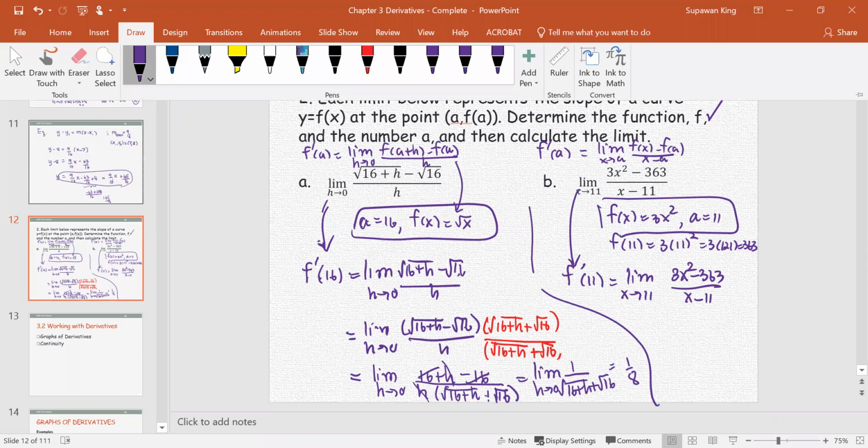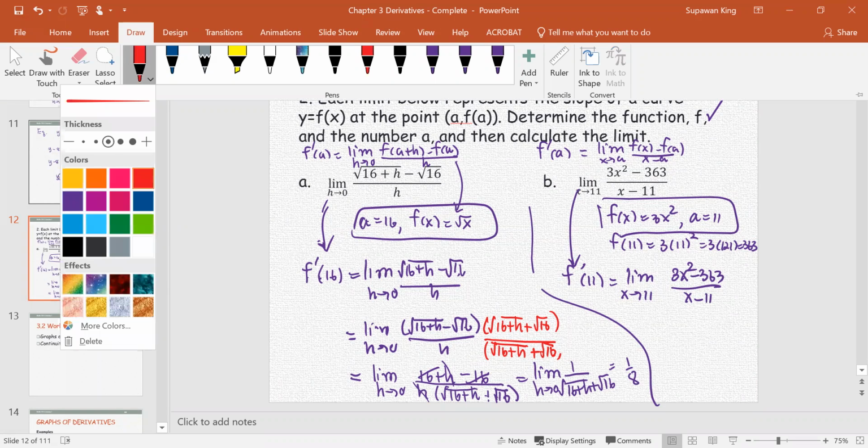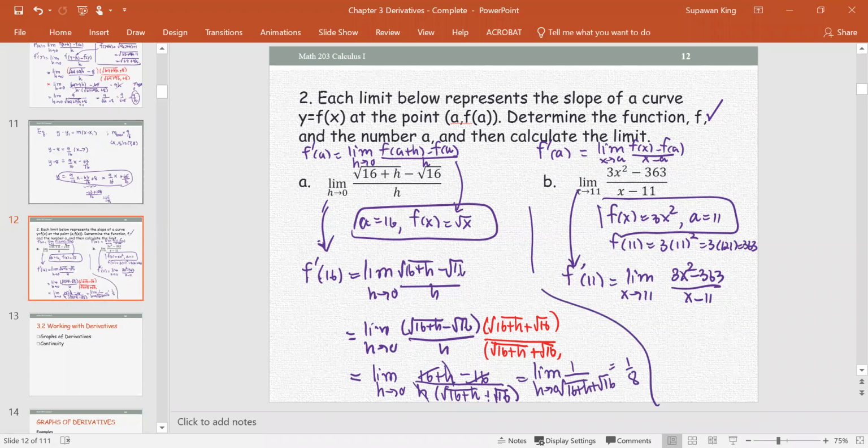In part B, we are going to use factoring to reduce the term that causes the zero denominator. I do see the numerator as 3x squared minus 363. We can factor the common factor 3. So now we have 3 times x squared minus 121. And 121 is 11 squared, so we can see this as x squared minus 11 squared.